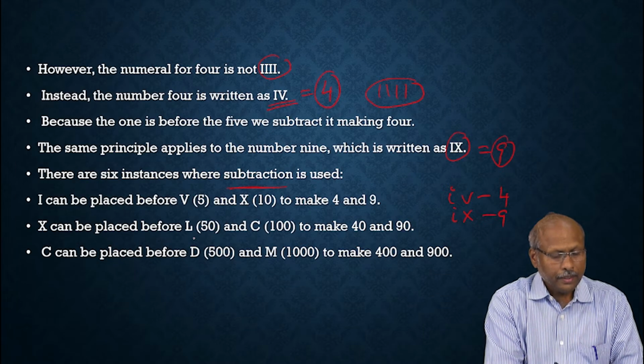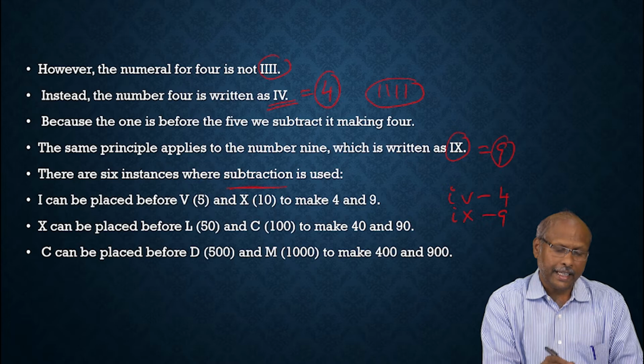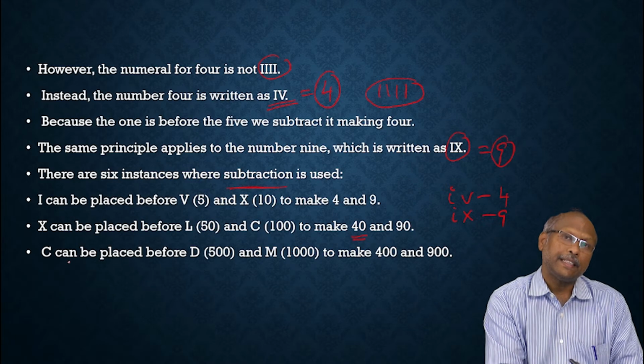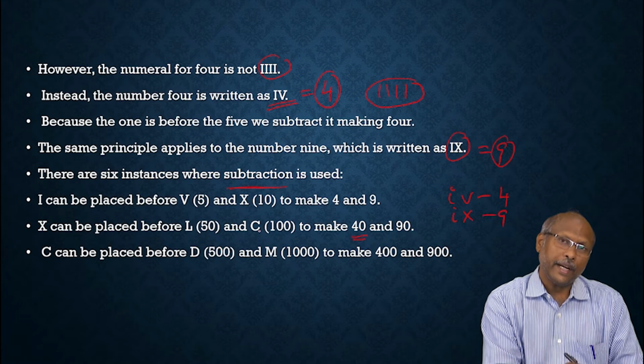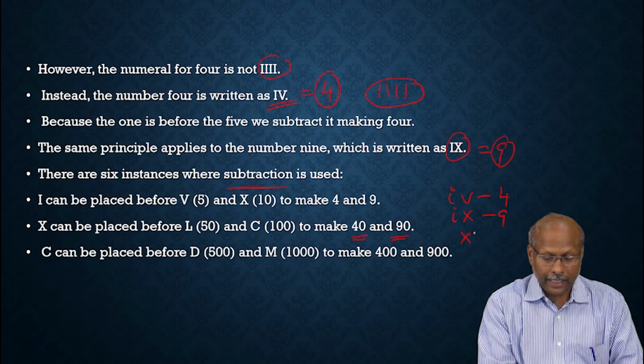Similarly, X can also be written before L, because L means how much? 50. If you write X before L, that becomes XL, which is 40. Similarly, before C also you can write X. Actually, C means how much? 100. If you write X before C, that becomes XC. So that becomes 90. So XL stands for 40.